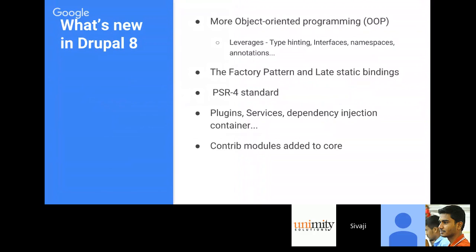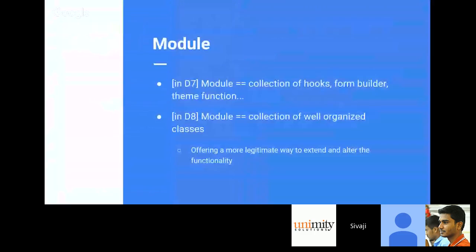On the design pattern side, it is making use of the factory pattern and late static binding. PSR standards are being used for namespacing and autoloading of classes. Besides, we have some interesting stuff like plugins, services, and dependency injection. These are primarily inherited from the Symfony framework, and we have more contrib modules in core like Views, the multilingual module, the Tour module, web services, and whatnot. So Drupal 8 has more potential than it used to have, and at the same time, some of the least used modules were removed, like OpenID, blog, polling, and forum. Those modules were least used, so they were moved out of core and are now available as contrib modules.